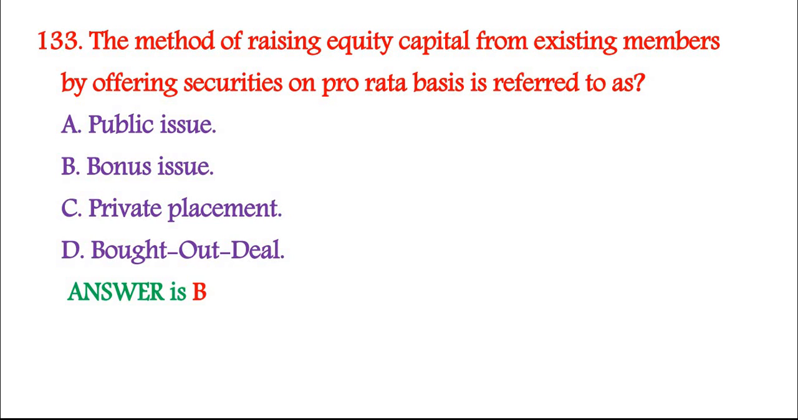133. The method of raising equity capital from existing members by offering securities on pro rata basis is referred to as A. Public issue. B. Bonus issue. C. Private placement. D. Bought out deal. Answer is B.